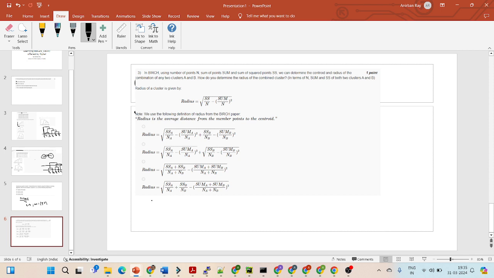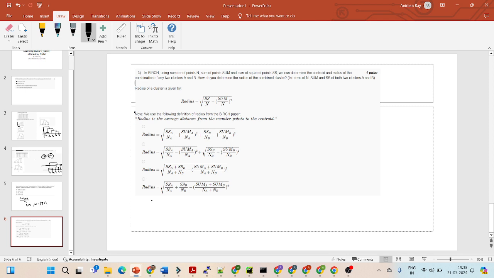So another question here. So this is the radius. What they are saying is the centroid and radius of the two clusters. How do you reduce the combined cluster? Okay, so there are two clusters given, A and B. You have to calculate the combined radius actually.